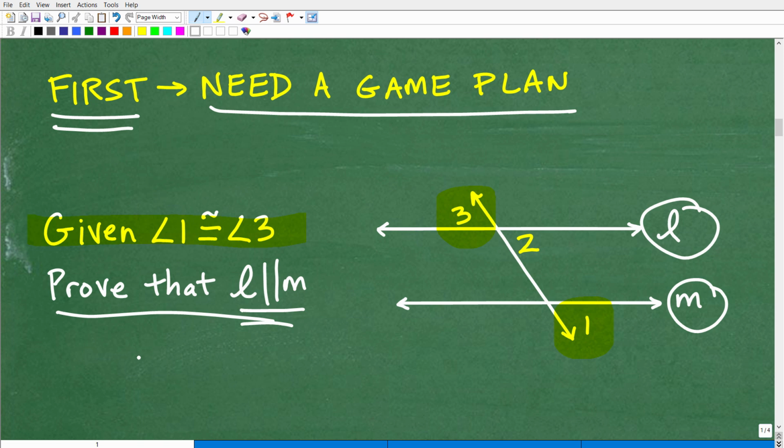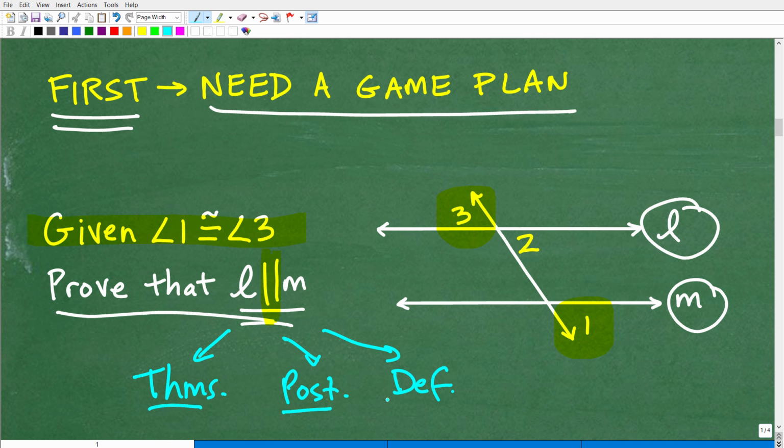So this is the key. This proof has to do with proving two lines are parallel. What you want to be thinking in your little thinking cap is, what do I know about parallel lines? You need to be thinking about all the theorems you know, all the postulates you know, and the definition of parallel lines. What do I have? All this stuff should be in your notes.